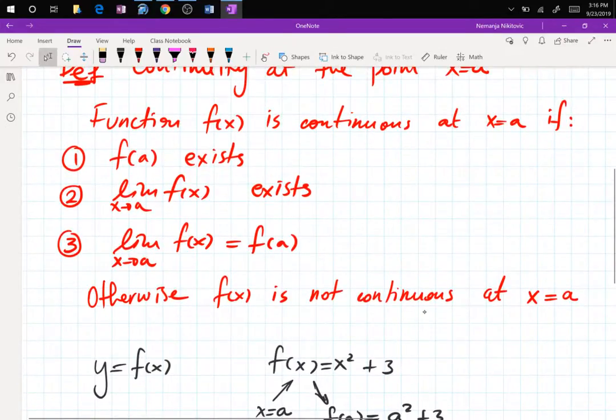So now, for rule number 1, f of a exists. This simply means that the y value has to exist when you plug a number into the formula. In our example, we said that f of 4 was 19. We don't care about the value, we just want to know that it exists. So it's 19 or it's 7 or it's a half, it's something, but it exists. Can you have a situation when that does not exist? Yes, right?